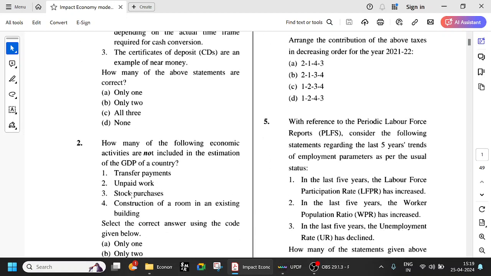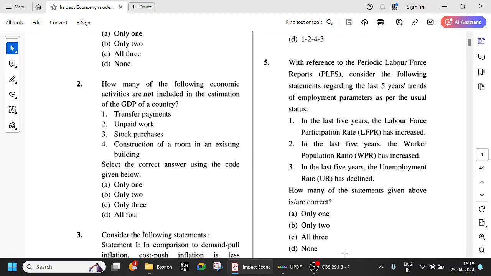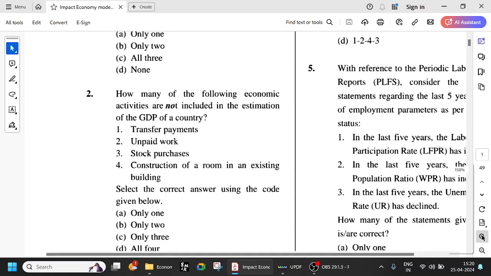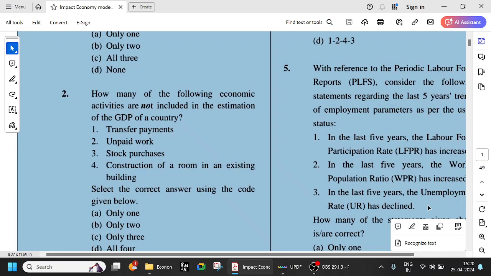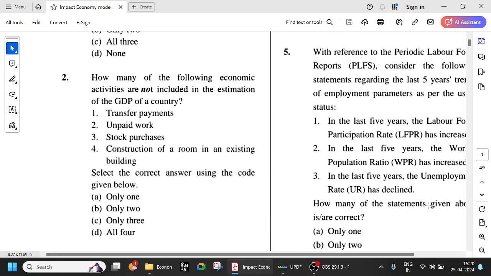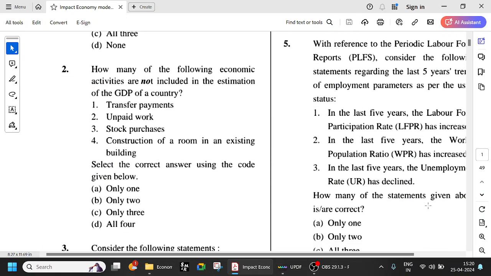Let us go to the second question. How many of the following economic activities are not included in the estimation of GDP of a country? Transfer payments, unpaid work, stock purchases, construction of a room in an existing building.